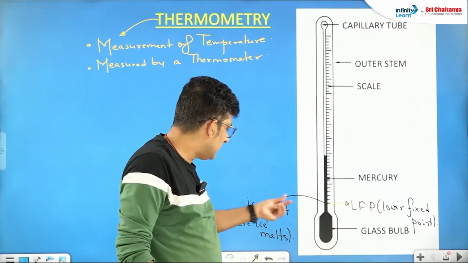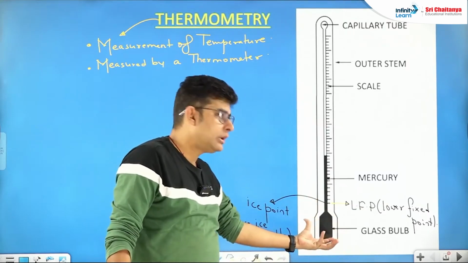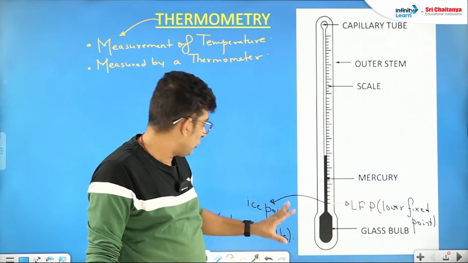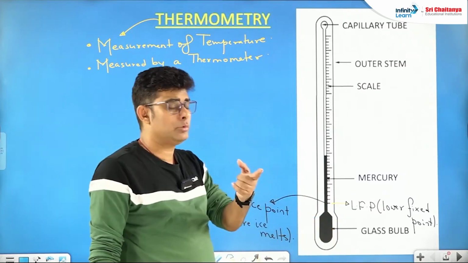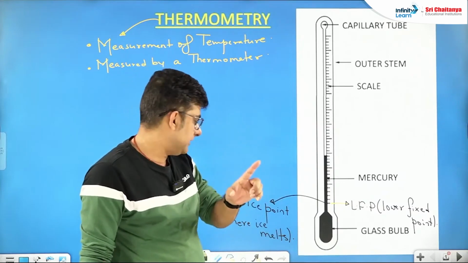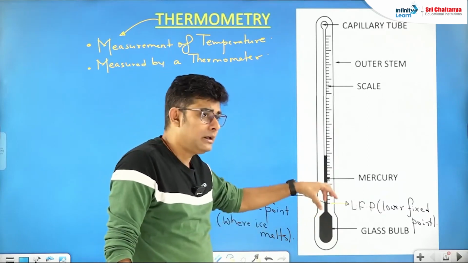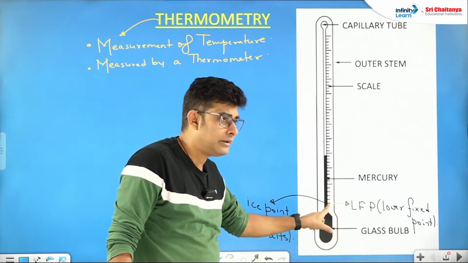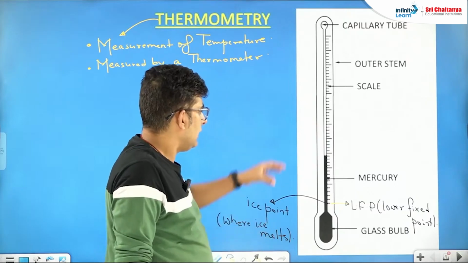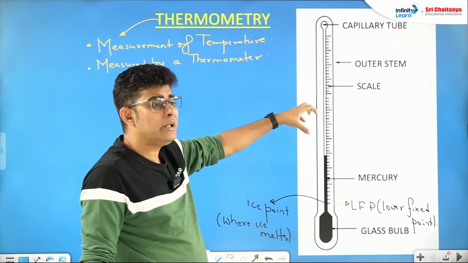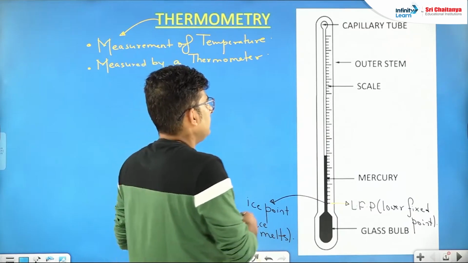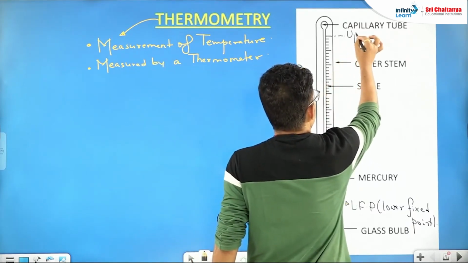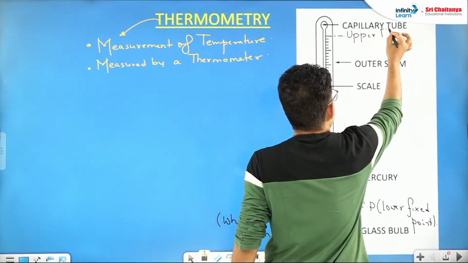When you dip it in a bowl containing ice, you will see that the mercury will rise up to this level. If the ice is melting, you know the melting temperature is 0 degrees Celsius. So when you dip it in a bowl or bucket of melting ice, you will see that the mercury will rise up to this division. Similarly, if you dip it in boiling water, we get a particular level. We take this as the upper reference or upper fixed point.